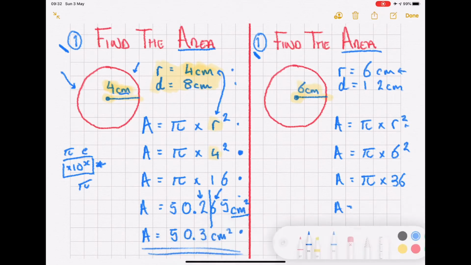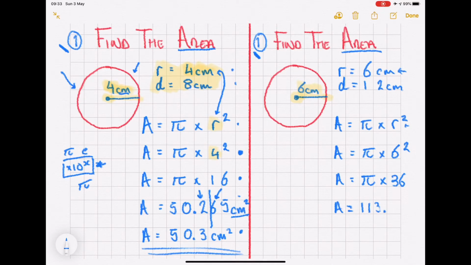Let's just move that out of the way. So if we type that into a calculator, pi times by 36, we end up with 113.097, and it's centimetres squared because it's area and we're working in centimetres. Now let's take this to one decimal place, so we cut it off there. We have a look, is that number 5 or larger? Yes it is, so we round this number up. So our final area is 113.1 centimetres squared. And that's our final area.